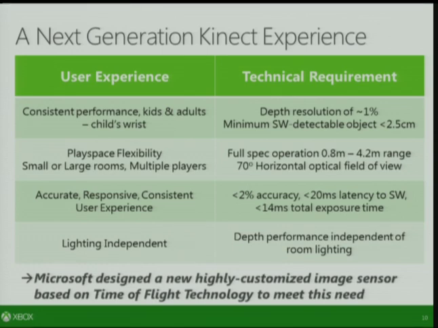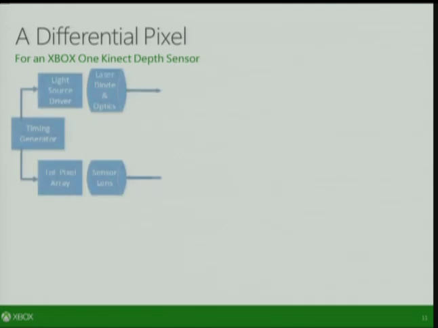So in order to cover this pretty challenging list, we at Microsoft have designed a new 3D depth sensor based on what's called time-of-flight technology. And this is where we use the speed of light as a property that enables us to measure distance. And I'll talk a little bit about that. So the core of this new sensor is a very specialized pixel. It's a differential pixel.